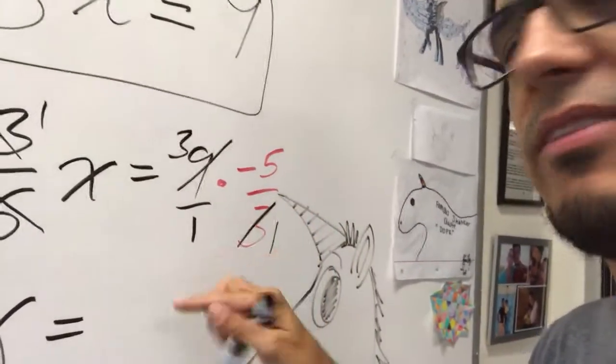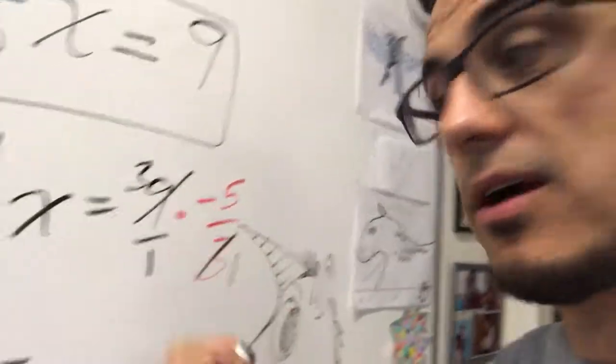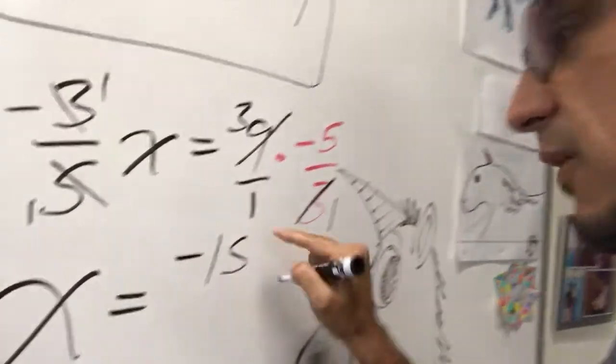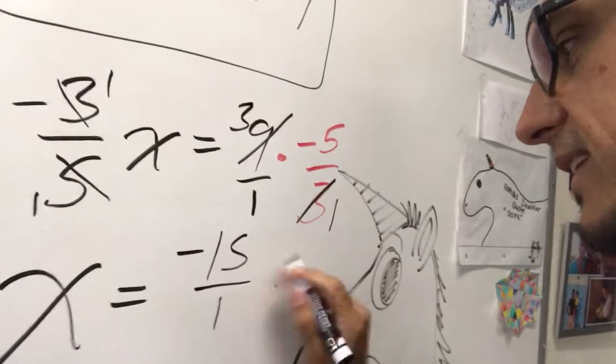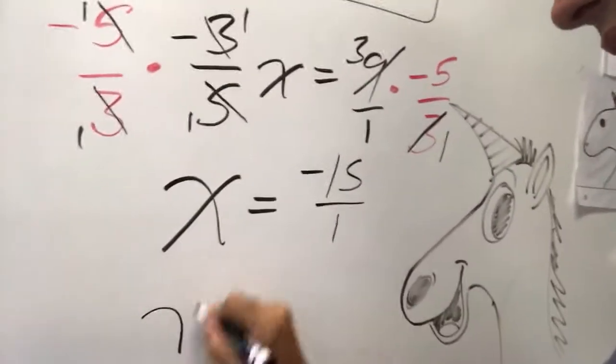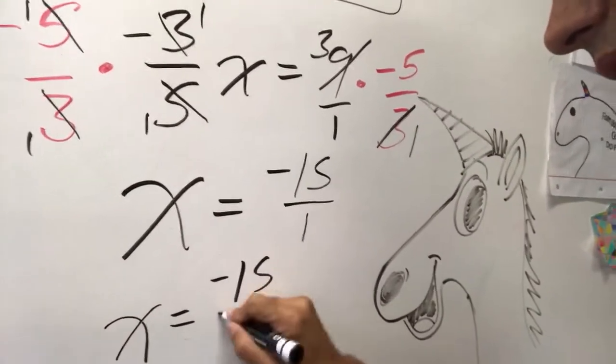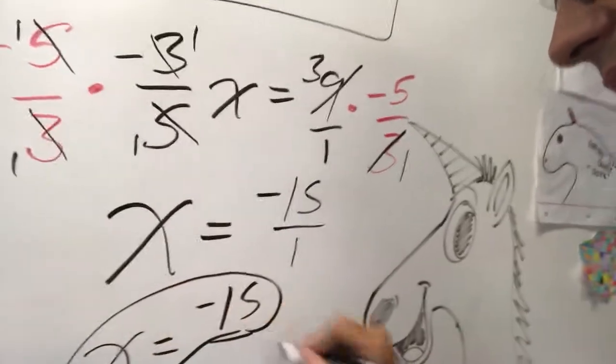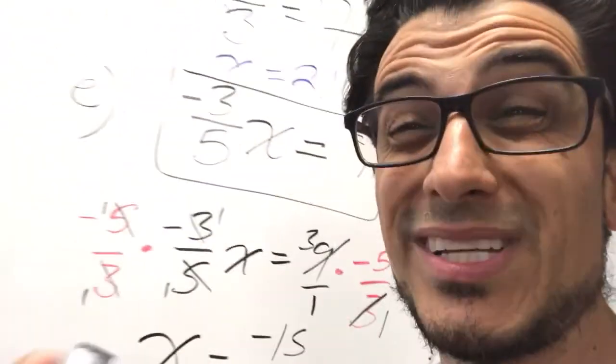And now I multiply what I have left. What's 3 times negative 5? It's negative 15. And what's 1 times 1? It's 1. So basically, I get down to an answer of x is equal to negative 15. That's it. X is equal to negative 15 because anything over 1 is itself.